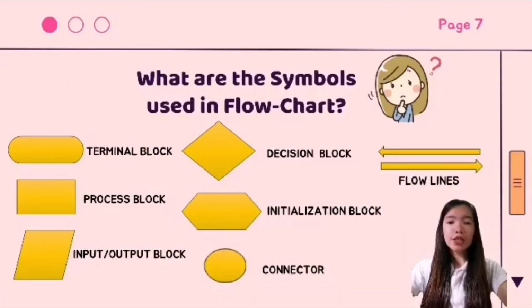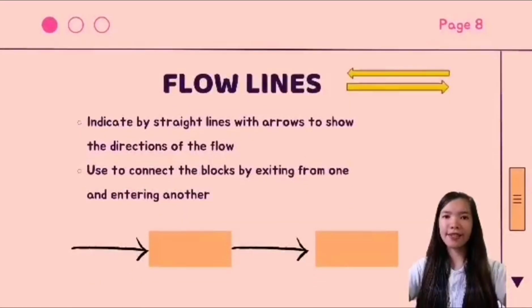What are the symbols used in flowchart? So for the symbols, we have the following: terminal block, process block, input-output block, decision block, initialization block, connectors, and flow lines. Flow lines are indicated by straight lines with arrows to show the directions of the flow. Used to connect the blocks by exiting from one and entering another.